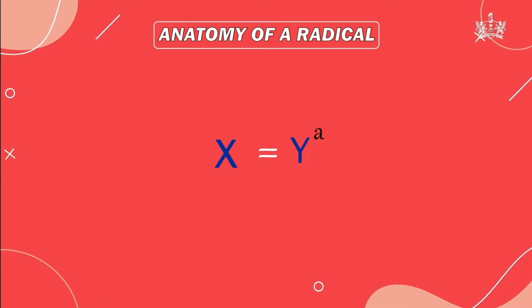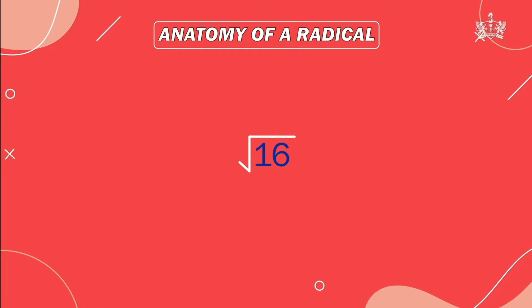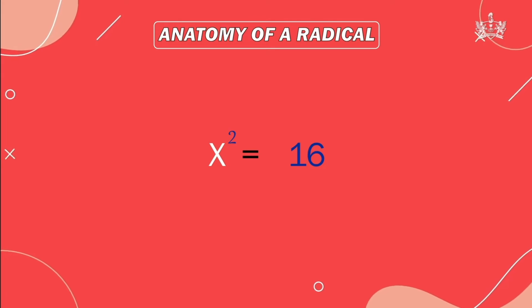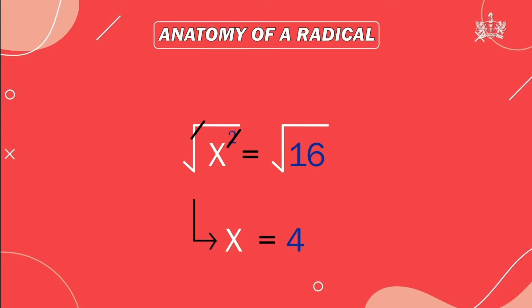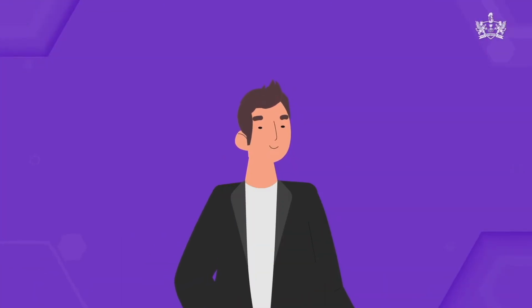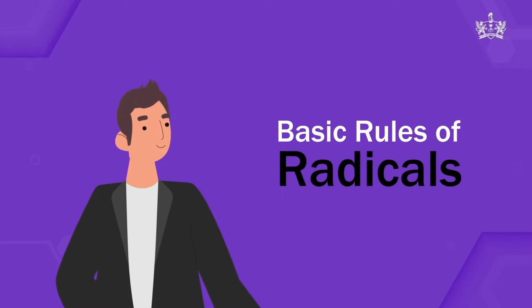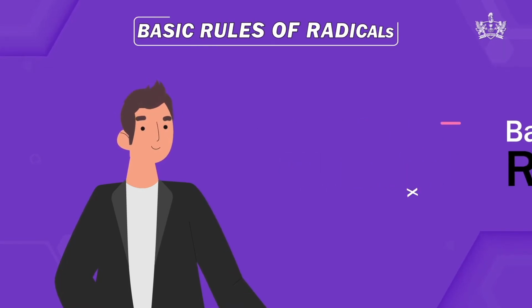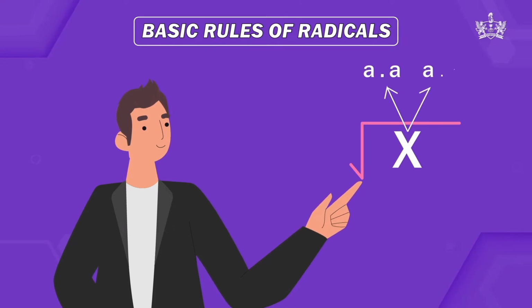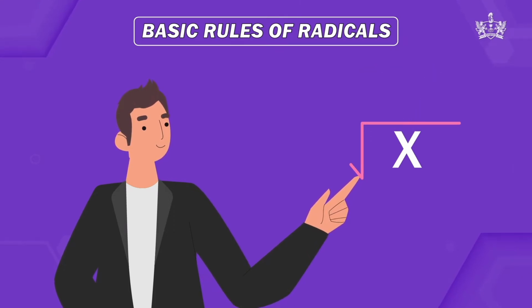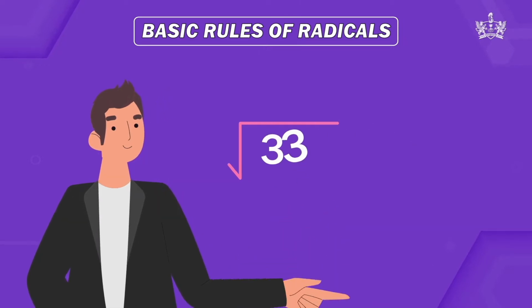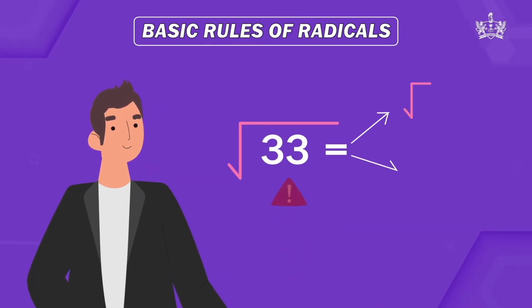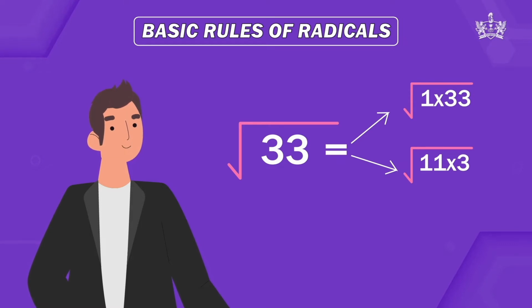For example, let's take the square root of 16. We are asking ourselves, what number times itself twice, because it's a square root, will give us 16? The answer, of course, is 4. With me so far? Okay, let's jump into the basic rule of radicals and how to simplify them. A radical is simplified when it has no square factor and is not a fraction. For example, 33 has no square factors, meaning there is no number times itself that will give us 33.